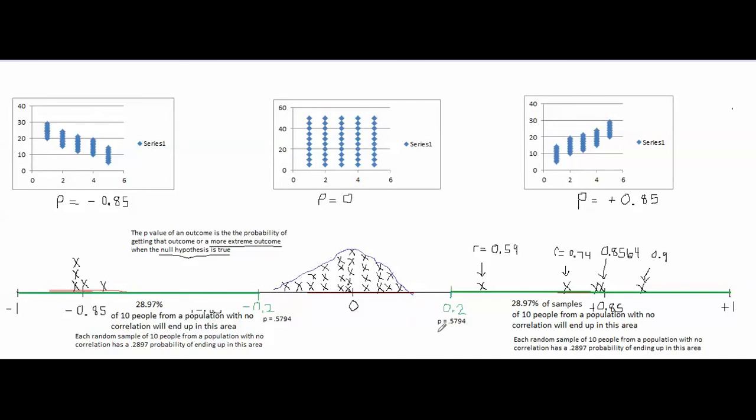So the outcomes that are more extreme than 0.2 are actually the outcomes in this green area and the outcomes in this green area. The two green areas make up all of the outcomes that are more extreme than 0.2 because all of these are further from 0 than 0.2, and all of these are also further from 0 than 0.2 is.